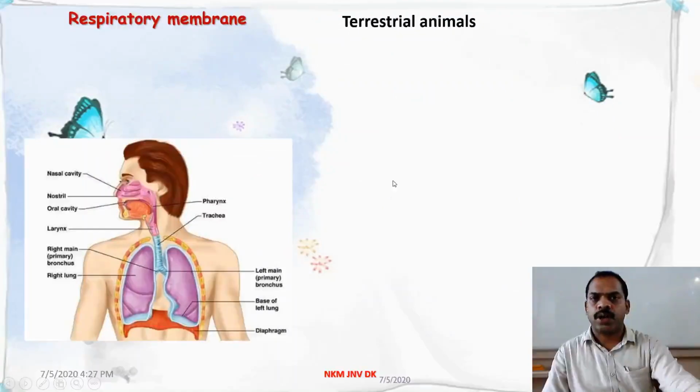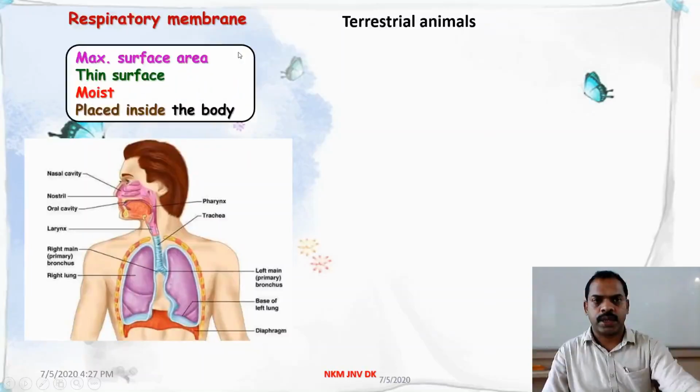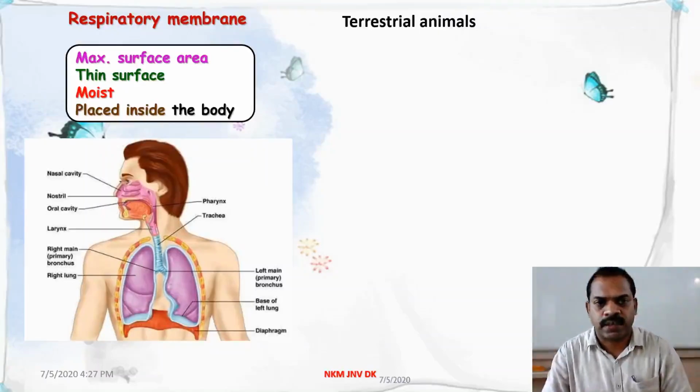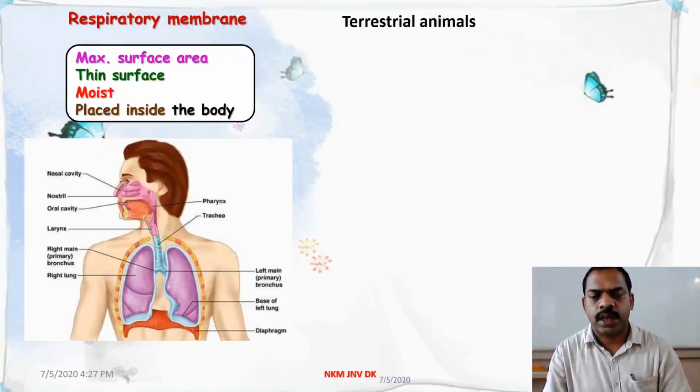Now let us see how it works in terrestrial animals like us. How do we do the respiration? Our respiratory membrane has a peculiar feature. So what is that special feature? We have maximum surface area. Surface area should be maximum because of maximum chances of exchange. It should be thin, it should be moist, and placed inside the body for protection. These are four important basic features.